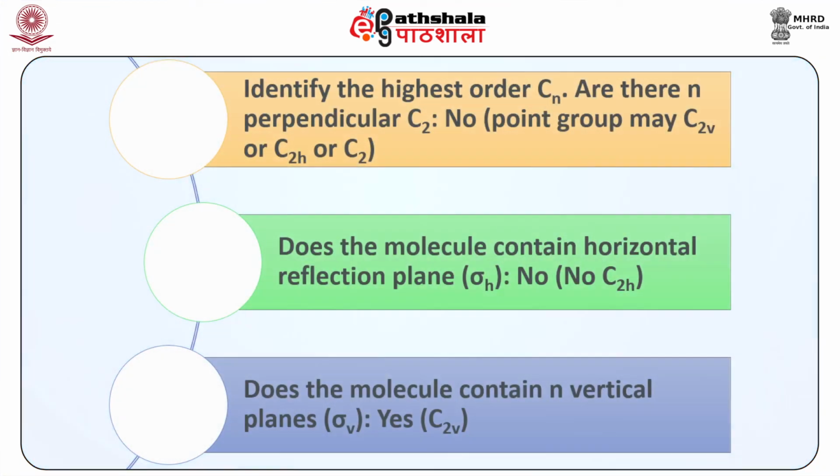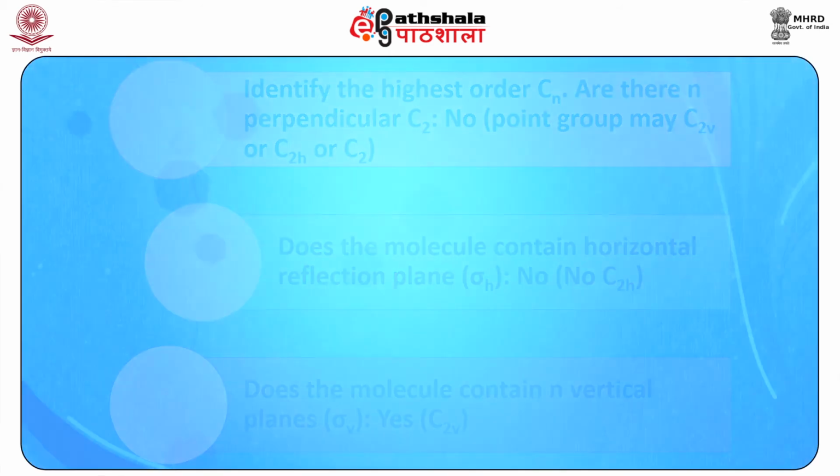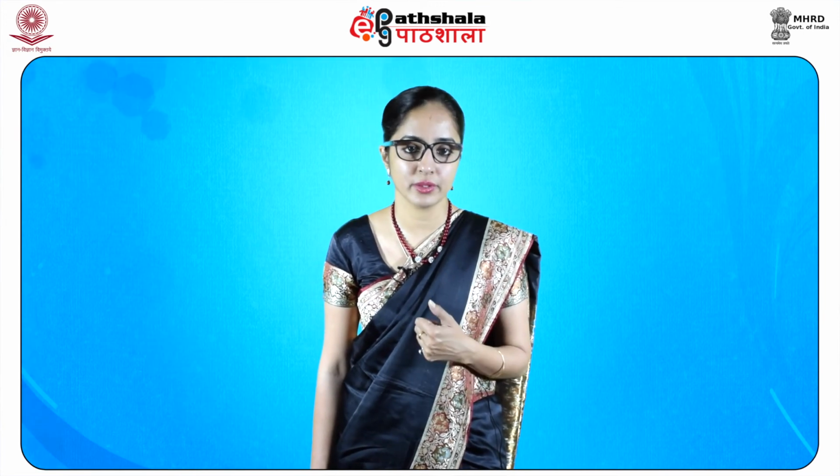Thus, the options would be C2V, C2H or C2. There is only a vertical reflection plane, so the possibility of C2H, which was there in the trans form of the molecule, is ruled out. So, we would have C2 or C2V. Does it contain a horizontal reflection plane? No, it does not. Does the molecule contain n vertical planes, sigma V? Yes, it does. So, out of C2 and C2V, we have zeroed down to C2V. Thus, the point group in cis 1,2-dichloroethene would be C2V.